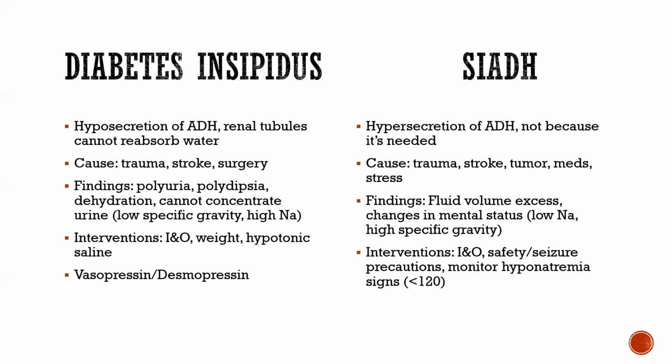So again, this is a fluid thing and this is a sodium thing. So I's and O's, weights, safety, seizure precautions, and of course we are going to monitor for hyponatremia because that's when our brain becomes symptomatic. When it drops below 120, we become symptomatic.